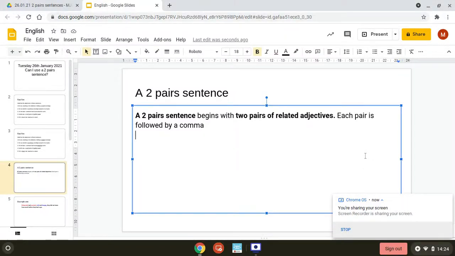Today we're looking at a two-pair sentence, so this is a new thing to learn. A two-pair sentence begins with two pairs of related adjectives, and each pair is followed by a comma. So the adjectives have to add to each other, so we could have exhausted and lonely, happy and elated, because they relate to each other. They're not the opposite adjective. So let's have a look at an example.